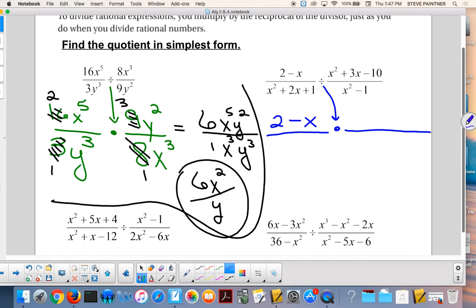Okay. Upper right, anybody want it? Who wants to say it? X plus 5, x minus 2, says Eric. Is he right? Yes, he's right.